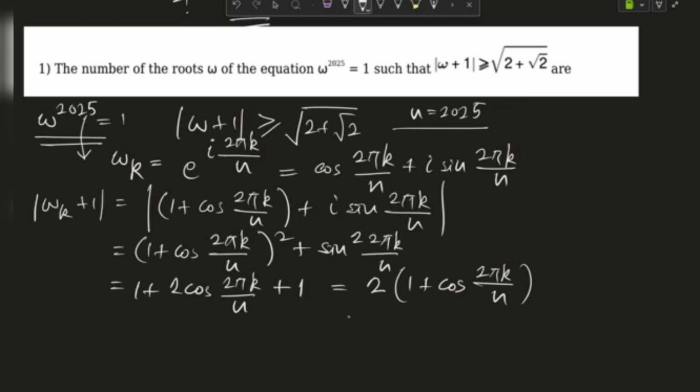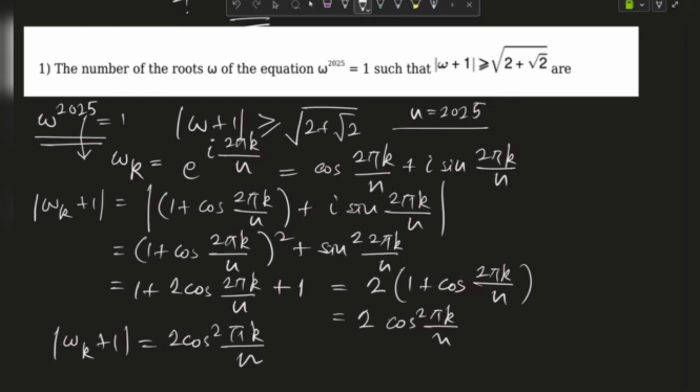Now we can write this as, it's pretty obvious, 1 plus cos 2 theta is 2 cos square theta. Or I guess 2 is already present. Okay, so this will become cos square pi k by n. Yeah. So we finally have our mod omega k plus 1 as 2 cos square pi k by n.